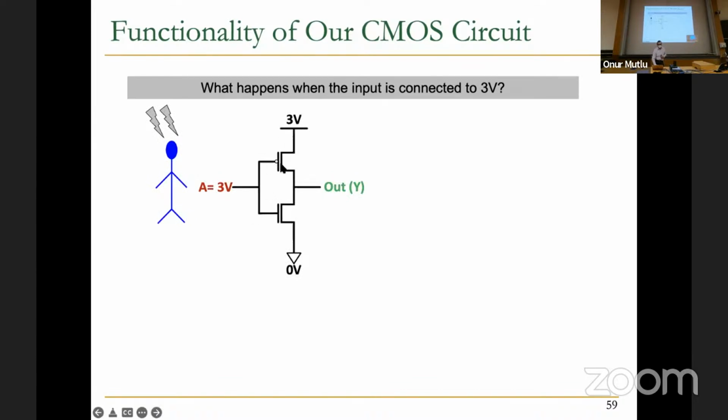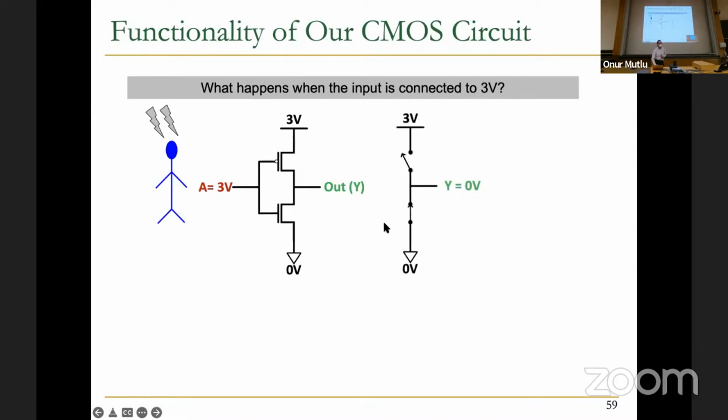Basically, if you apply 3 volts to the PMOS transistor, it acts like an open circuit. So this wire doesn't get connected. You apply 3 volts to the NMOS transistor, this wire gets connected. As a result, 0 volts get connected to the output, and output becomes 0.